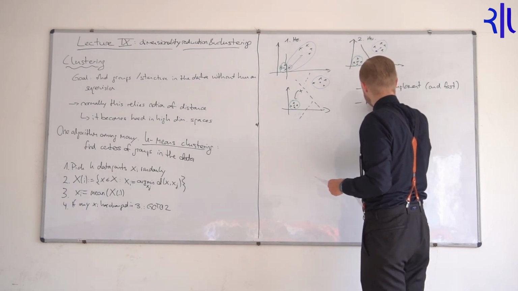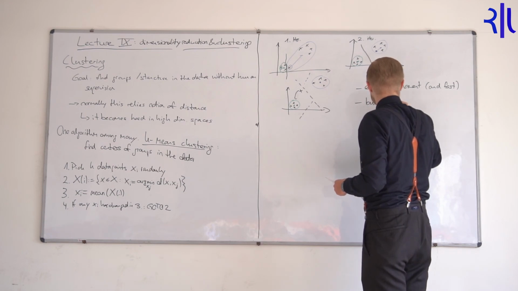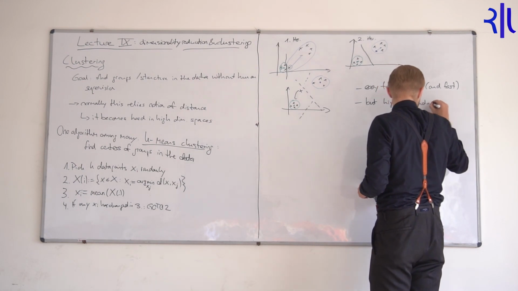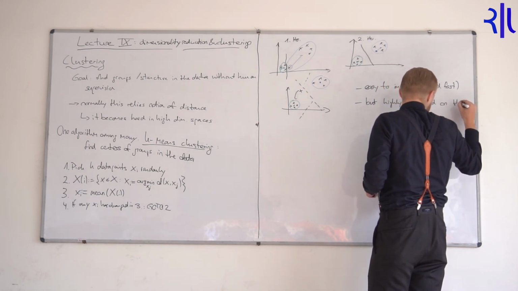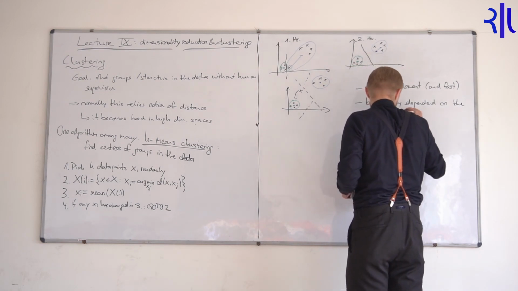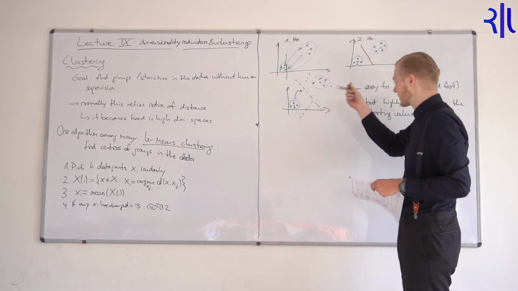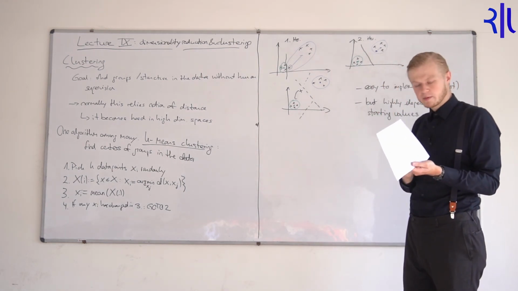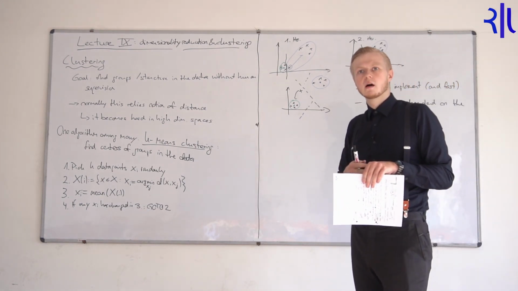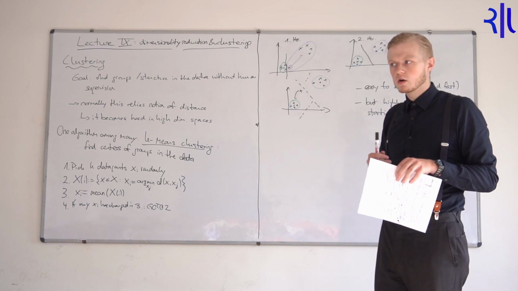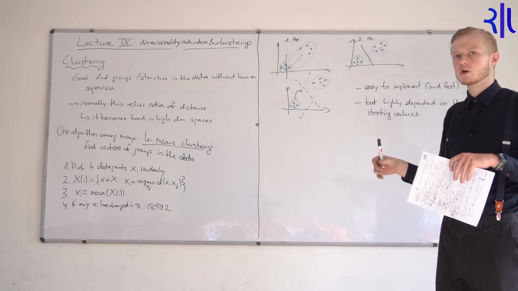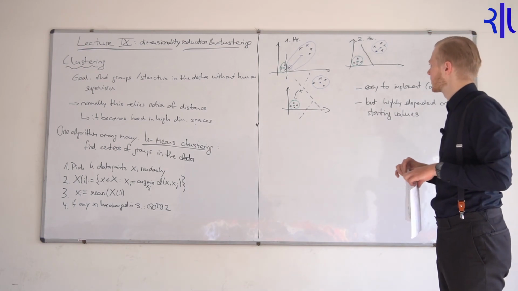But the drawback is that it is highly dependent on the starting values. Now, of course, this example here is very benign, but as soon as there's an overlap between the clusters, things get very messy. And all of a sudden, you can have many, many different solutions in local optima. You don't know if it's the globally best solution.